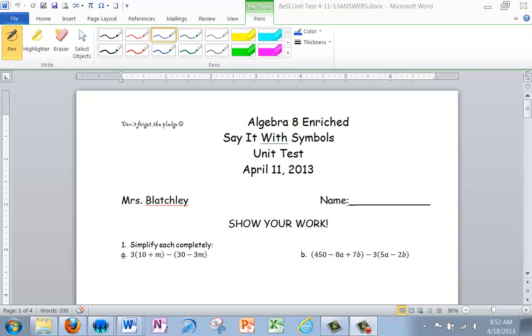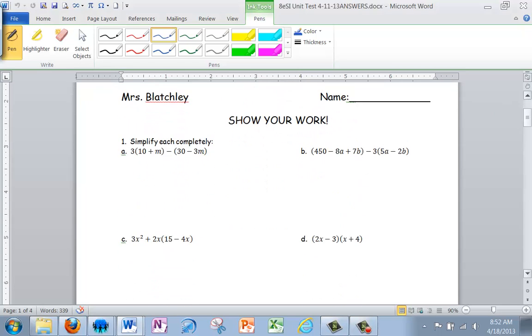Here are your answers to your Say It With Symbols unit test. So I'll do this relatively quickly. Again, if you have any difficulties, let me know. Show your work on your corrections.